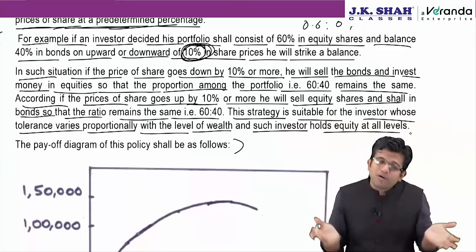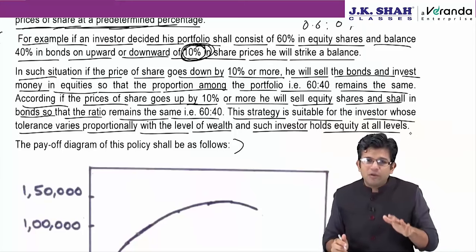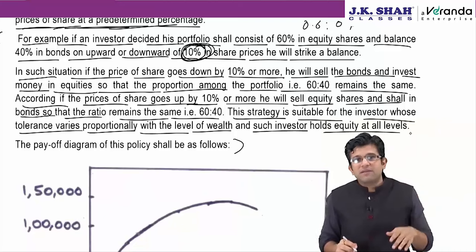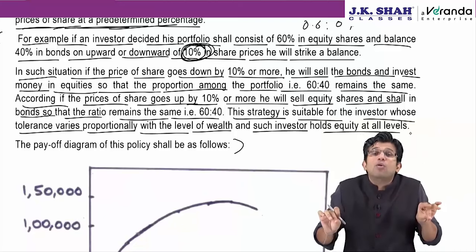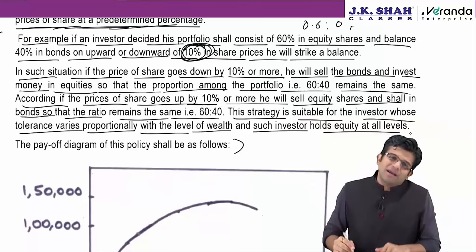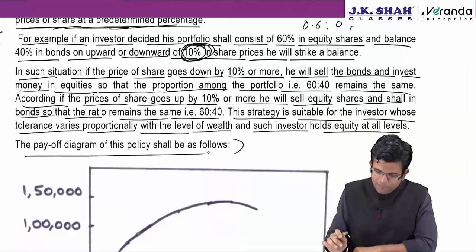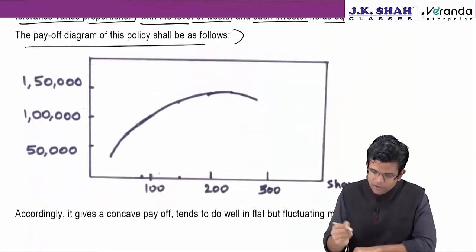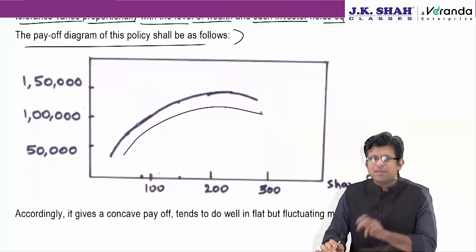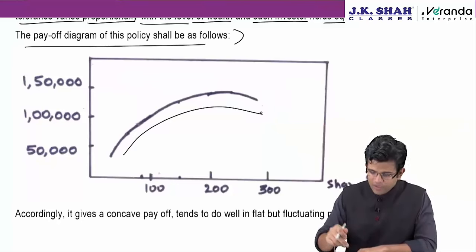40% of the total portfolio value should be the floor value because that is what he wants to keep in the bonds. Unlike the previous method where the floor value was a fixed amount, 2,70,000, here they say the floor value is a fixed percentage, that is 40%. The payoff diagram shall appear as follows. So students, if you draw a diagram, it will appear as a curve like this. It is not much important to go into the details here.